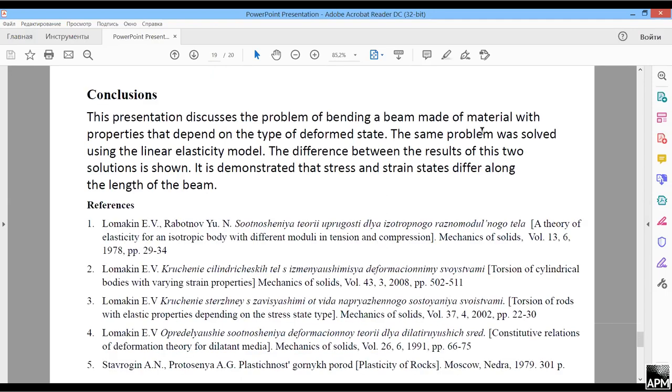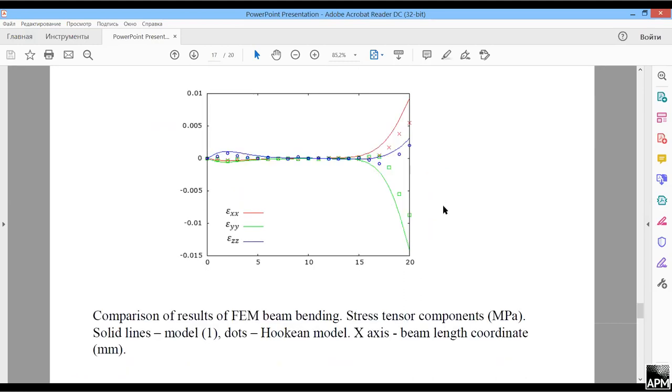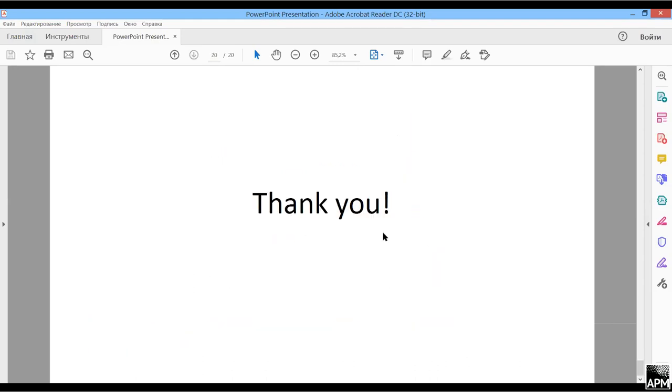This presentation discusses the problem of bending a beam made of a material with properties that depend on the type of deformed state. The same problem was solved using the linear elasticity model. We can see that there is some difference between the results of the linear model and our model. Whether this difference is big enough or not, another study must be conducted. Thank you. I'm afraid that's all.